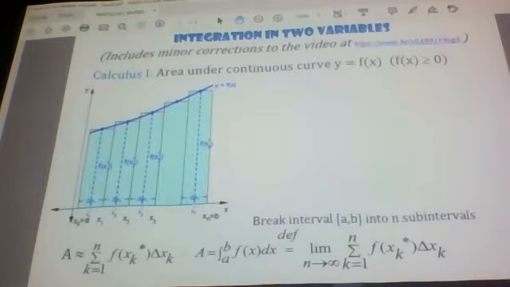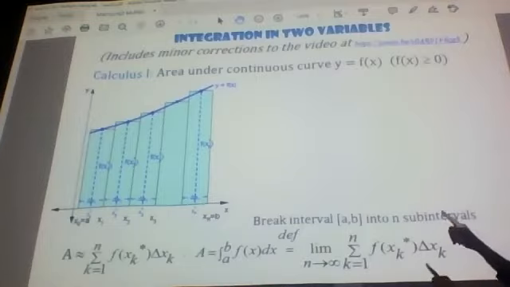In Calculus 1, you did a definite integral for a function of one variable. Today, we want to do a definite integral for a function of two variables, and then you can see naturally how to extend it to more than two variables, hopefully at the end. Here's the Calculus 1 problem.